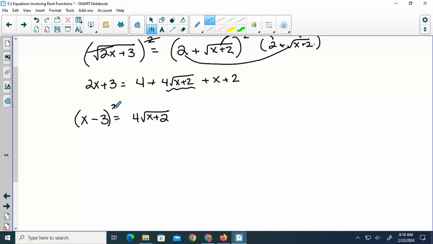So now we can square again. On the left, you have to FOIL. So we get x squared minus 6x plus 9. On the right, you have to square the 4, which would become a 16. Square the radical x plus 2, which is an x plus 2. And then we distribute that 16.